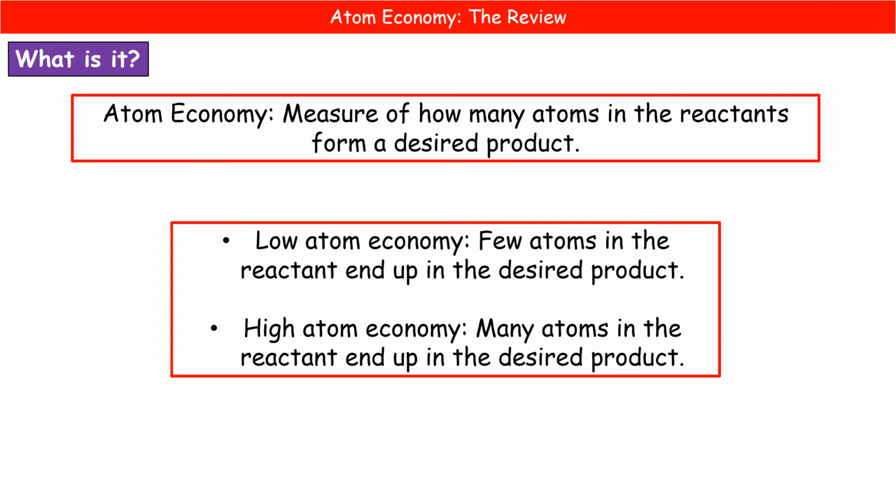If it's a low atom economy, somewhere in the lower range of those values, then that tells us only a small number of atoms from the reactants ended up in the product we intended to make. If it's a high atom economy, then lots of the atoms in the reactants ended up in our desired product. In any chemical process, we want a high atom economy because that means we are using the vast majority of the reactants to make the product we intended to make.